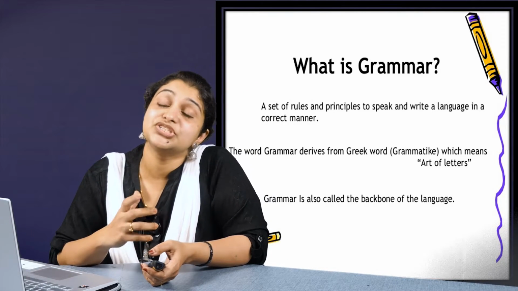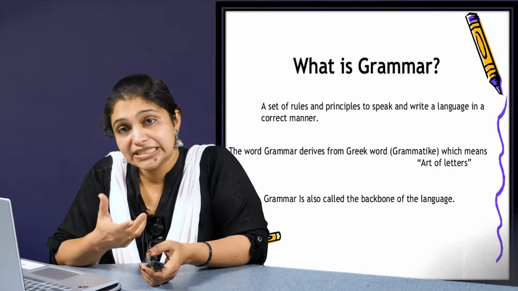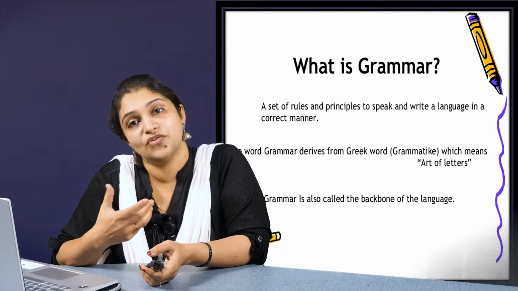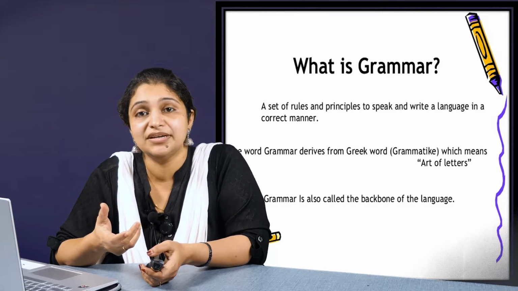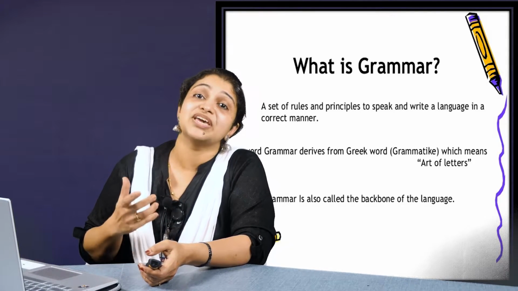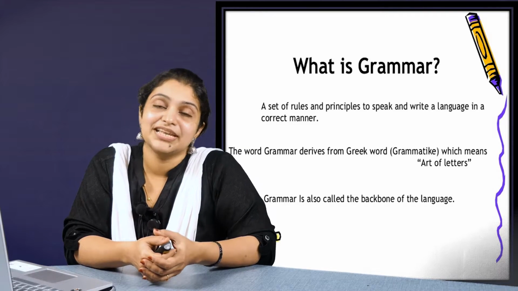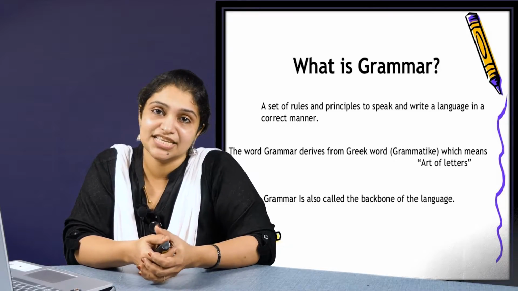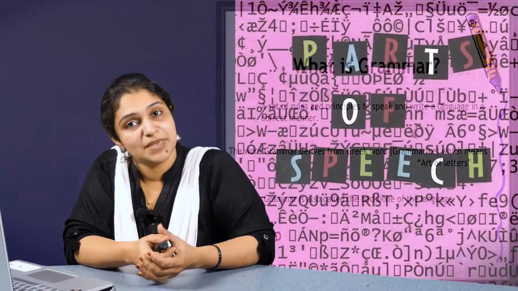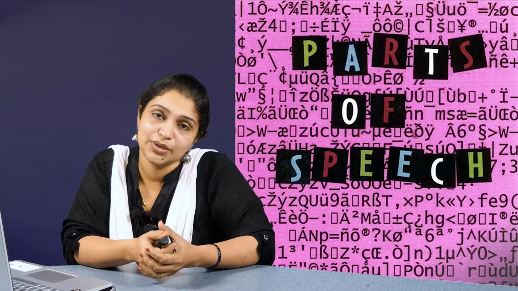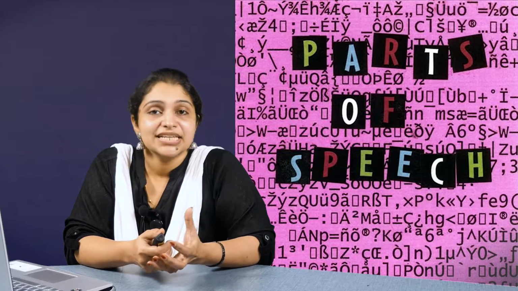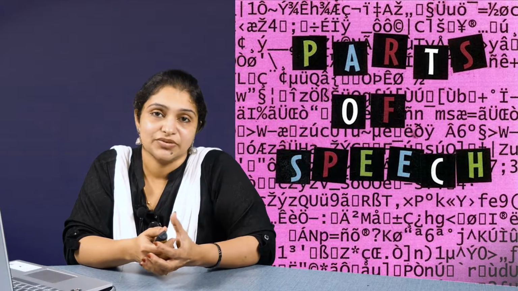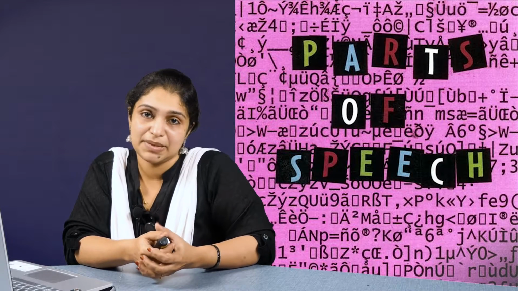The word grammar derives from the Greek word grammatike, which means art of letters. In fact, grammar is called the backbone of every language. Every language is composed of several components, elements, and entities according to which a language is being used by the users of a language. English language has got parts of speech. We begin with the parts of speech.